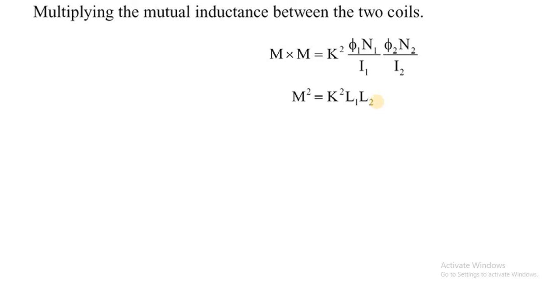So because of this change in position of N, in the mathematical simplification, I am going to get the equation M square is equal to K square into L1 into L2, so that K is equal to M divided by under root L1 into L2. So this is the formula of coefficient of coupling K that I am going to get in terms of mutual inductance M. What I got is the formula of coefficient of coupling K in terms of mutual inductance M and self inductances of both the coils L1 and L2.